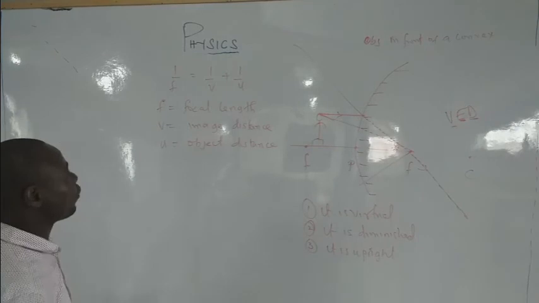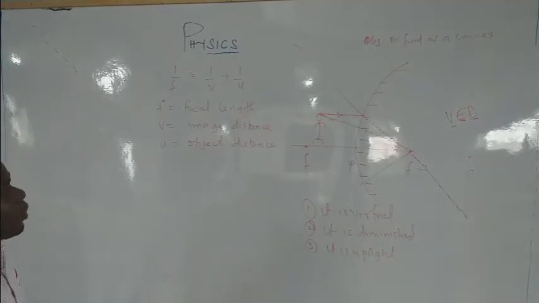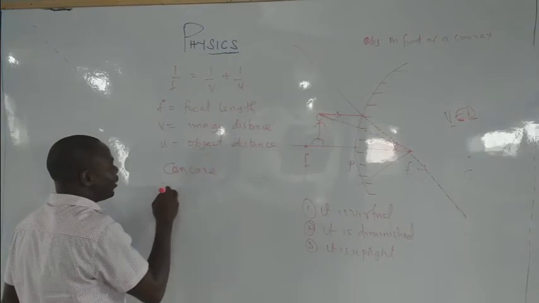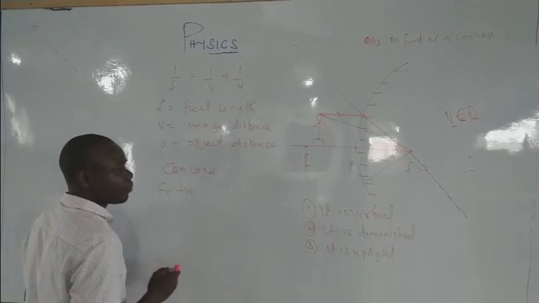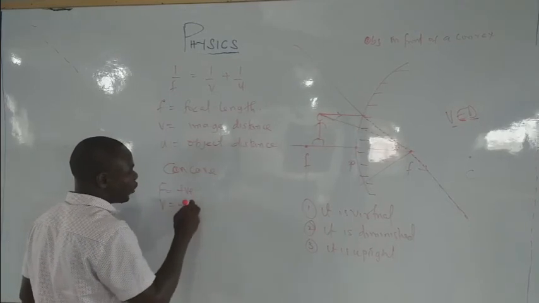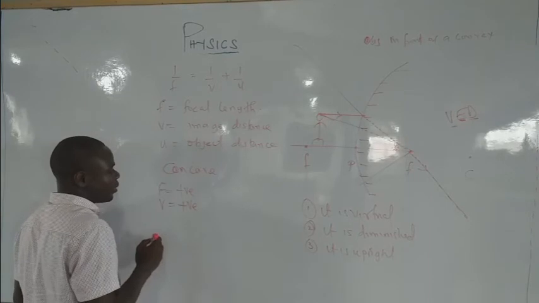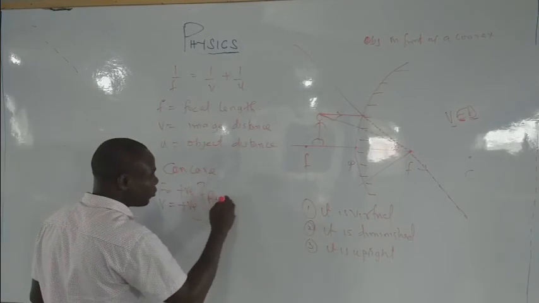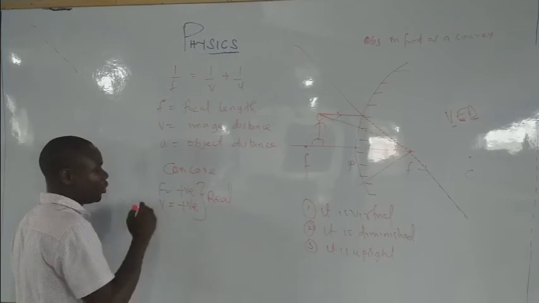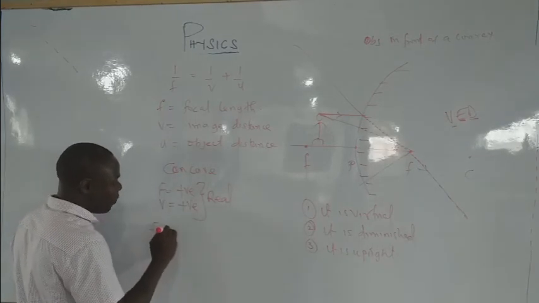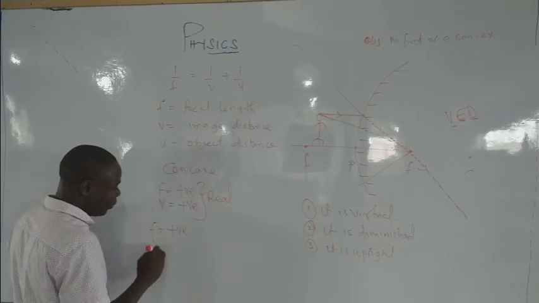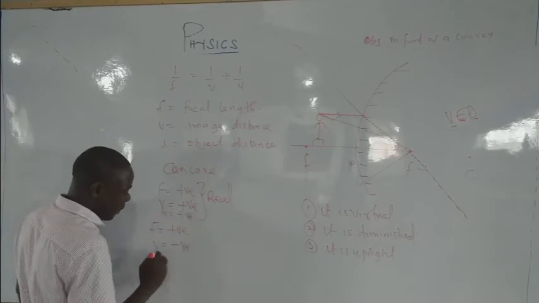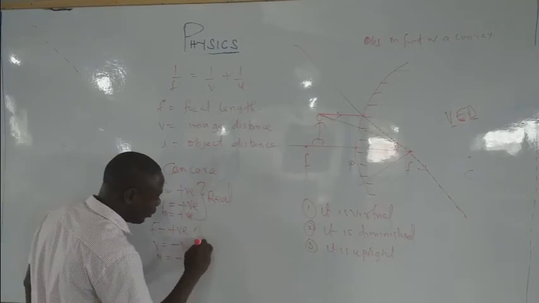So these are the things you have to know, and it depends on the mirror. For concave, F is always positive, and V is always positive. The only exception is when the image is virtual. Here the image is real. But if the image is virtual, F remains positive, but V becomes negative. M is negative for virtual.